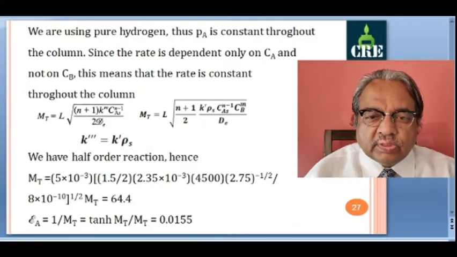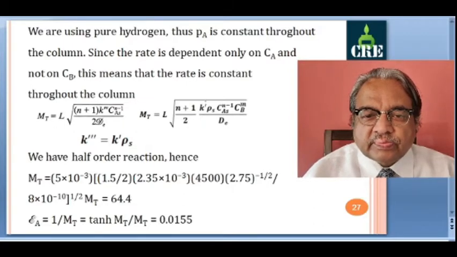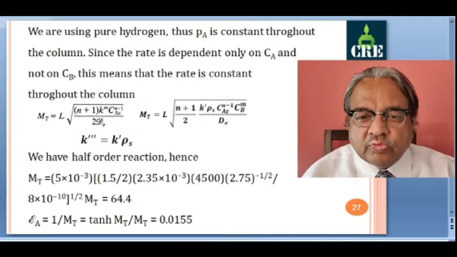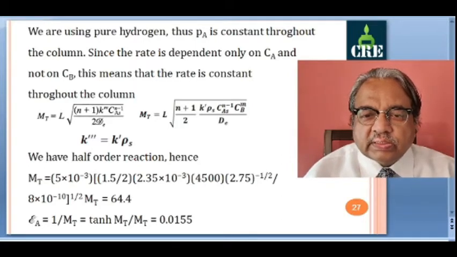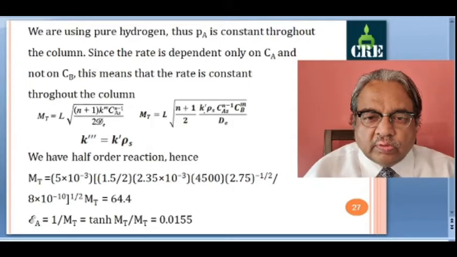So we know the Thiele modulus is equal to L into square root of (n plus 1) k triple prime CAS raised to n minus 1 by 2 dE. This k triple prime we can write as k prime rho s, and a general rate, if you use it, is CAS raised to n minus 1 CB raised to m. Here CB raised to m is 0, and this k triple prime we have seen that it is k prime into rho s. So we'll find this.